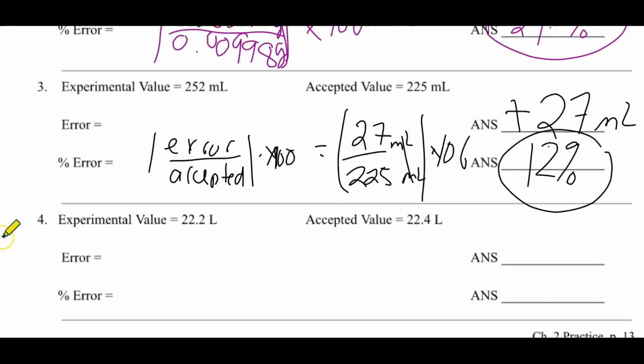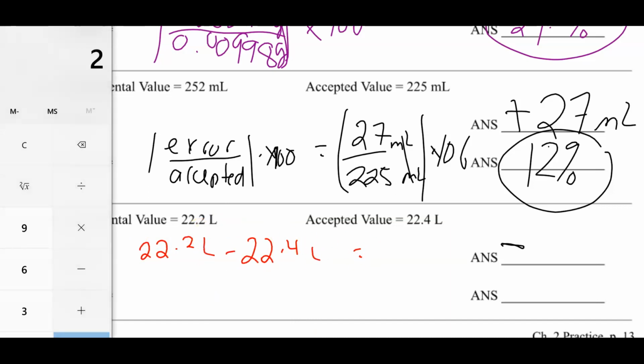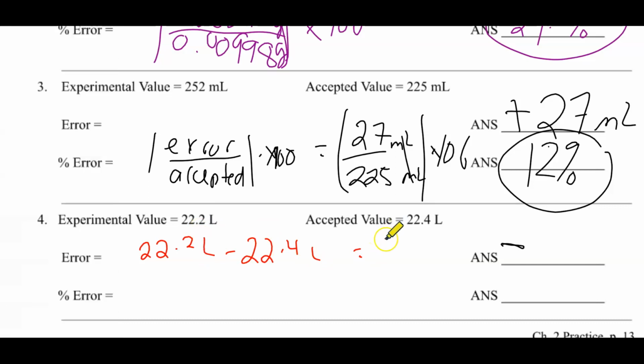Okay, let's see. One more on this page. Now we've got experimental 22.2, accepted 22.4. Look at these real quick. We were low. We know our answer should be negative. We were too low on this one. So 22.2 minus 22.4, units are liters. We are negative 0.2 liters. We were low.